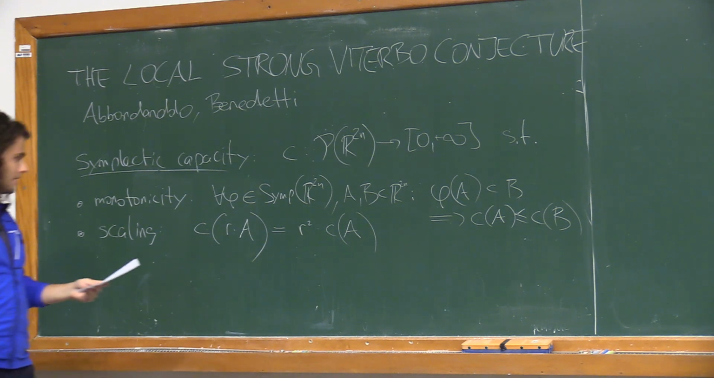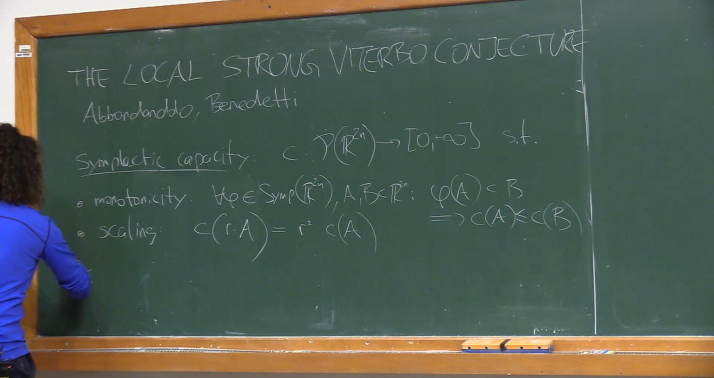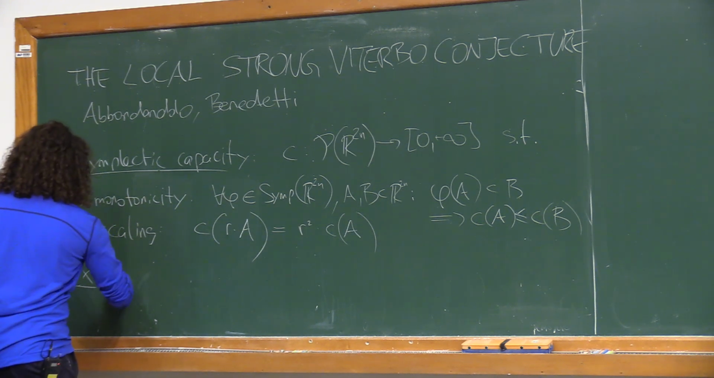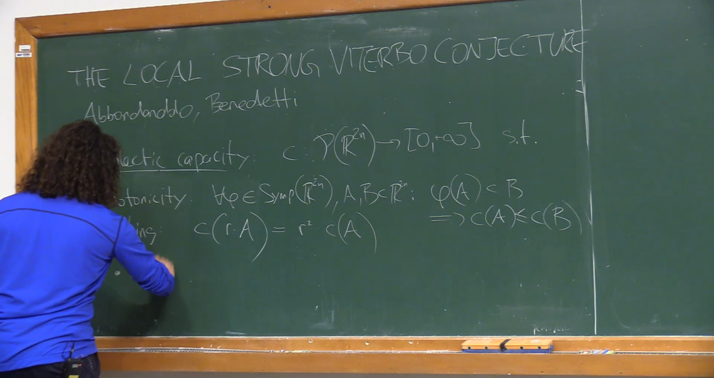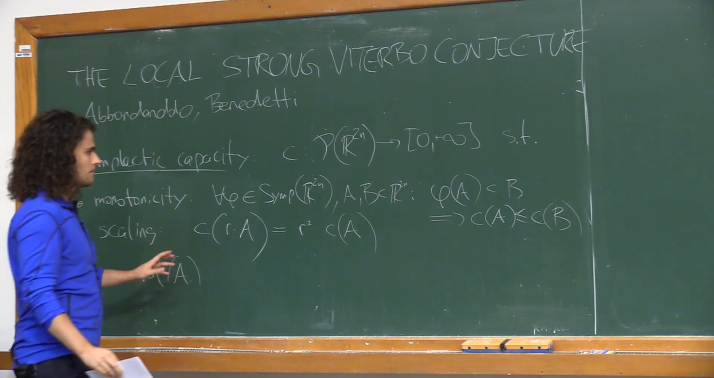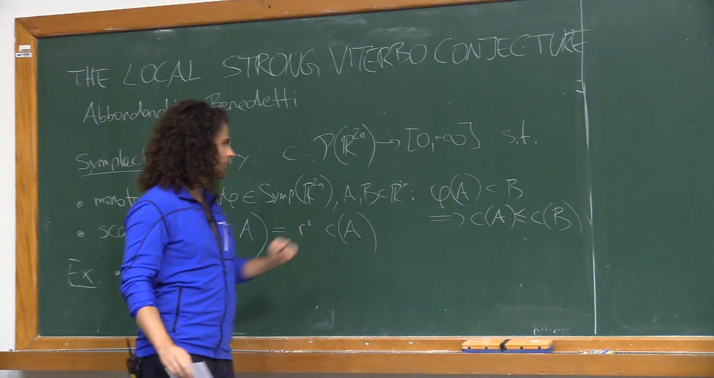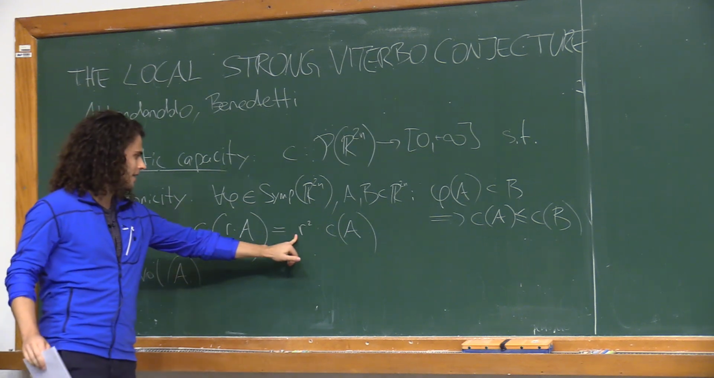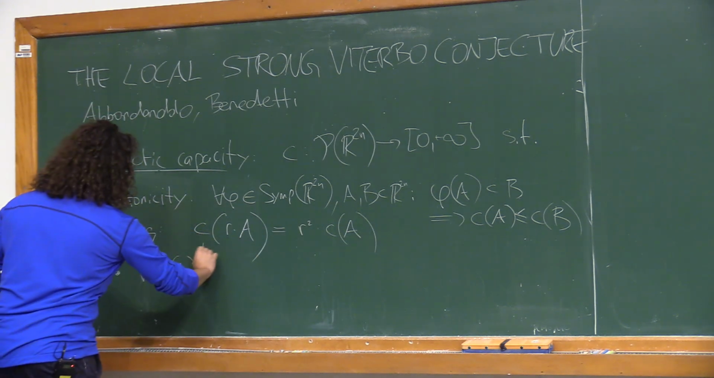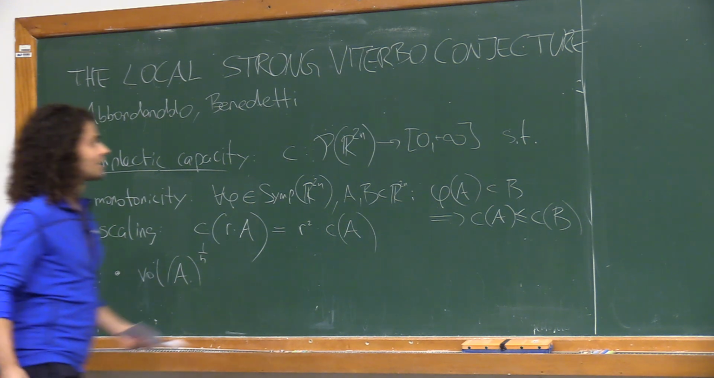Okay, and so there are many examples of these capacities. Let's give some examples. The first, and maybe a trivial one, is just the volume of the set A. So that clearly has this monotonicity property because a symplectomorphism preserves volume. It doesn't quite have the right scaling yet, but I can simply take the nth root of the volume, and then I would have a capacity that satisfies these two properties. Okay, but luckily there are many more interesting capacities.